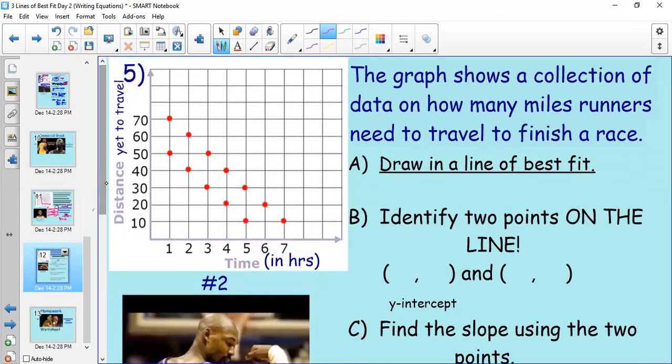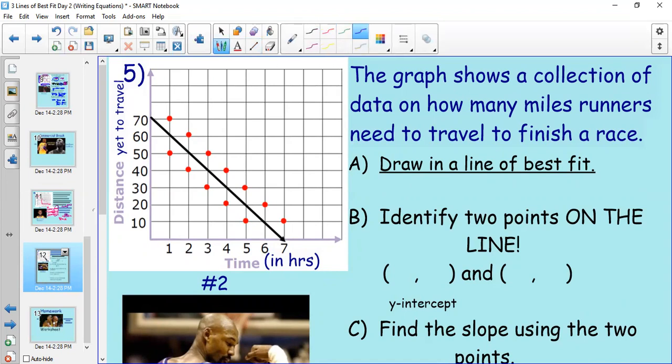All right, last question. The graph shows a collection of data on how many miles runners need to travel to finish a race. It says draw in a line of best fit. Then we're going to have to use that line of best fit to go from there. So remember, when we draw in a line of best fit, we have to have a y-intercept, so it has to start at the y-axis. If we look at this data, I think there's going to be a line going straight down the middle of it. So I'm going to start right at 70. And if I keep it straight down the middle, it's going to give me a nice slope: down 1 box, right 1 box, down 1 box, right 1 box. Make it easy on yourself.